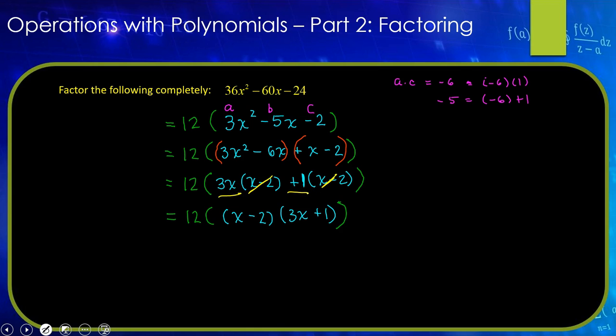A lot of students don't write the coefficient there. They treat it as a 0. It's not a 0. It's a 1, because when I cancel something out completely through division, or factoring, which is basically a form of division, I end up with 1, not 0. So I end up with x minus 2 times 3x plus 1.